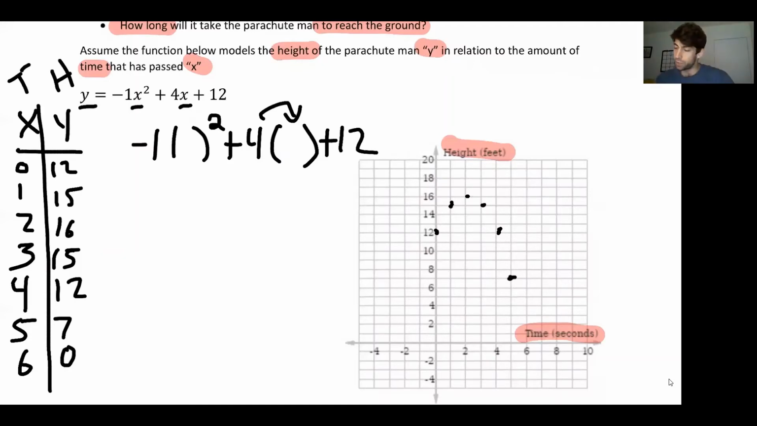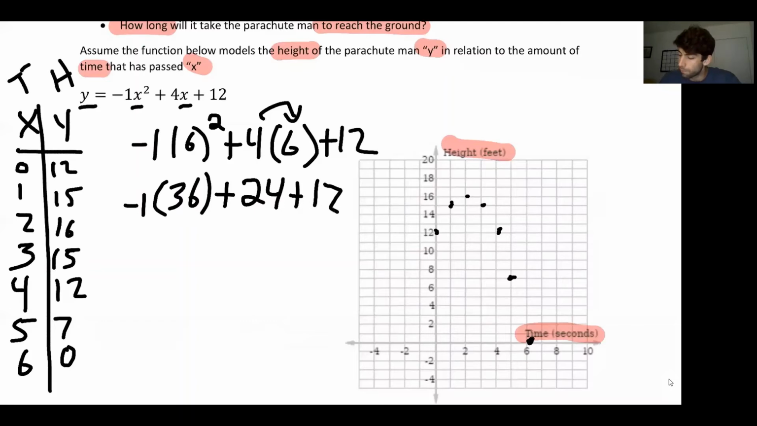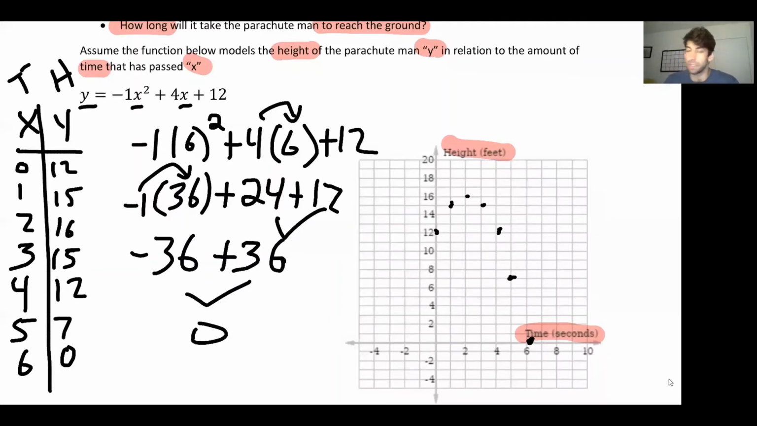So I'll plug that one in to show you guys. All right, because that is where he hits the ground at 6 seconds. It's going to be at 0. So if we plug 6 in to both of these x's, 6 squared is 36. 4 times 6 is 24 plus 12. Now, -1 times 36 is -36. And 24 plus 12 is 36. And if we add -36 and +36, we get 0. So that's where my 0 comes from right there.